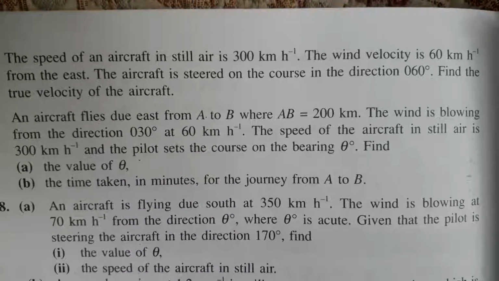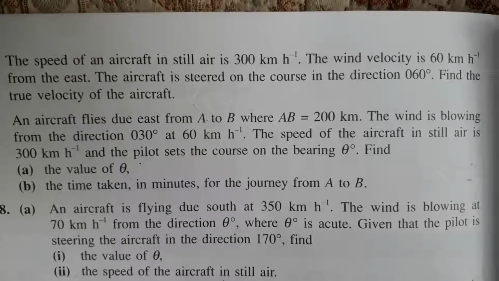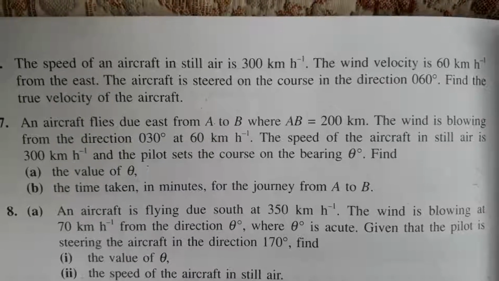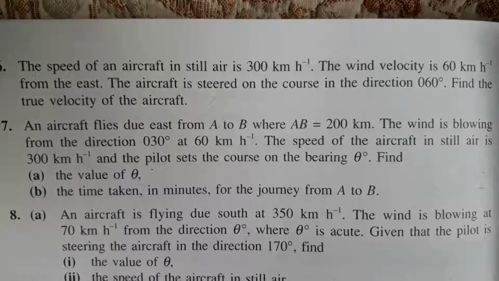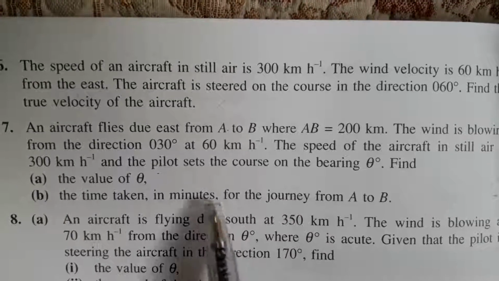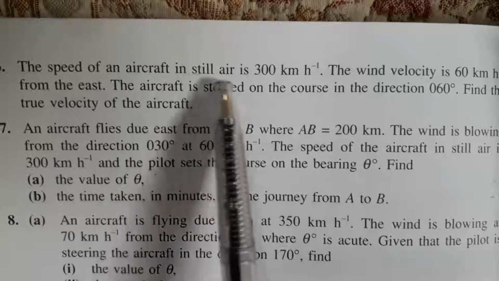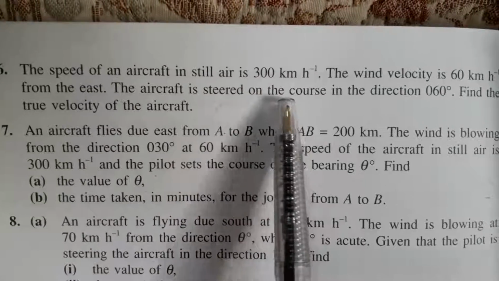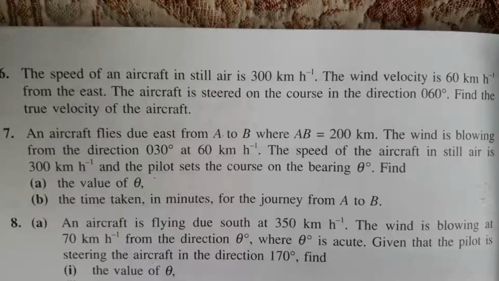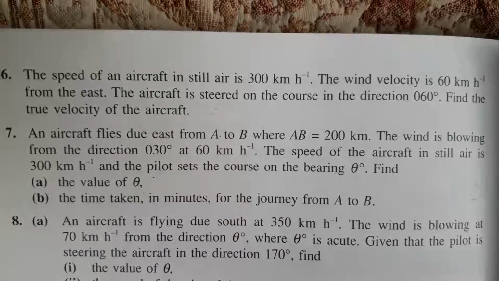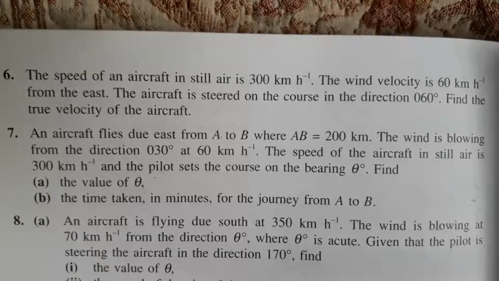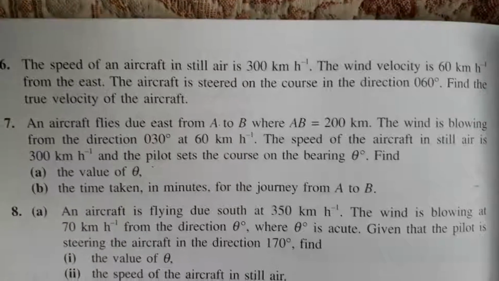Today I will explain the relative velocity question number 6 from exercise 24.2. As we can see in the question, the aircraft in still air has a speed of 300 km per hour. Students mostly have confusion about which one is a true velocity and which one is a relative velocity. So there are 2-3 things they should remember.